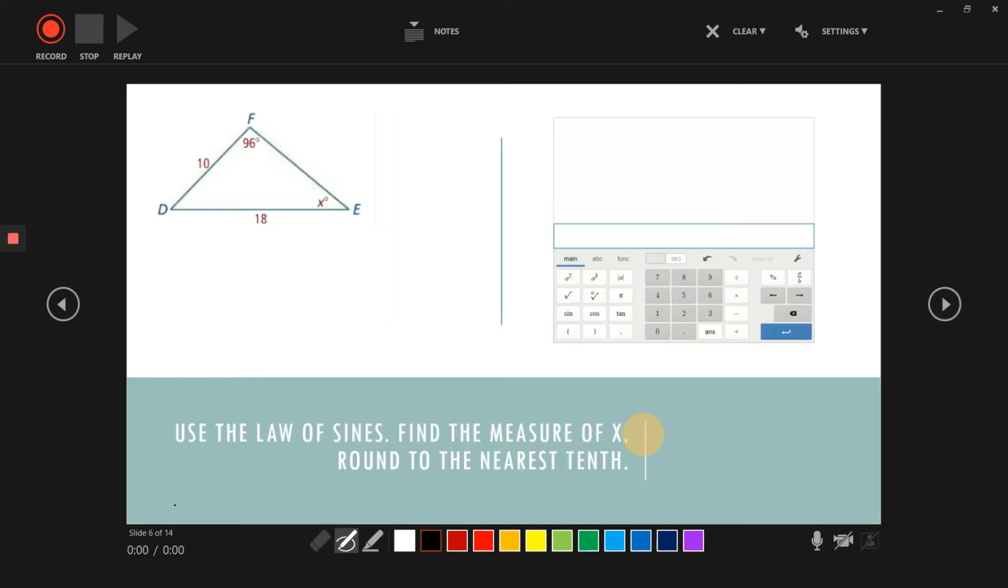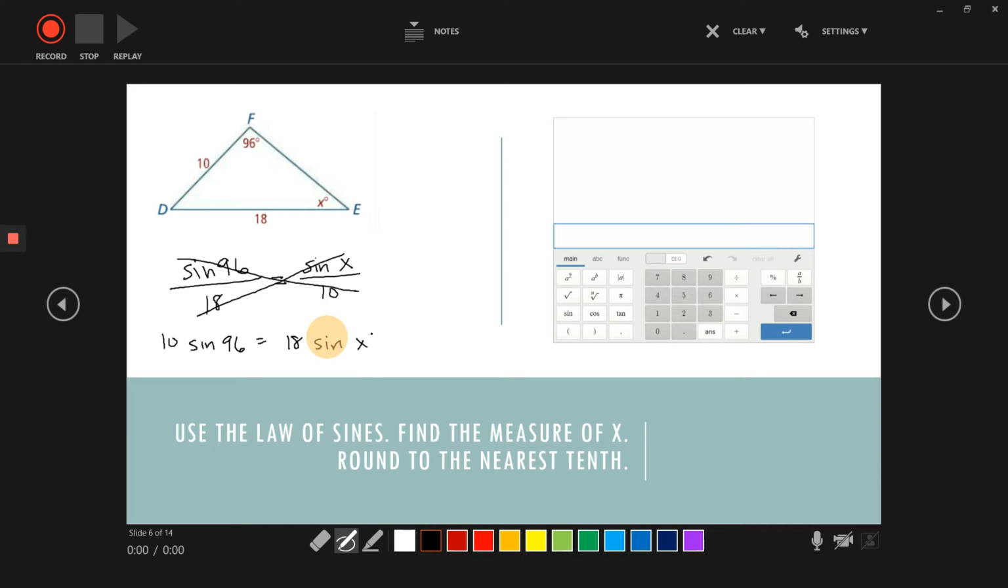Okay, let's try another one. Use the law of sines to find the measure of x. This time we're missing an angle. So look for an angle and a side across from each other. I see 96 across from 18. So sine of the angle across from the side. Sine always goes with the angle. And then this one's going to be sine of x over 10. So again, cross multiply: 10 sine 96 equals 18 sine of x.